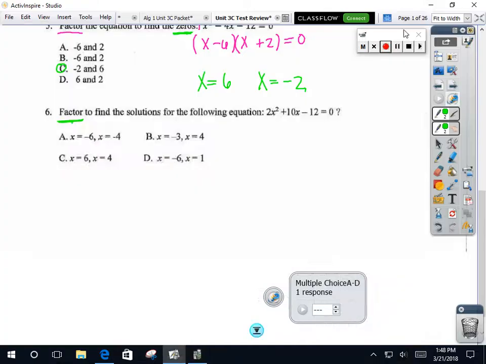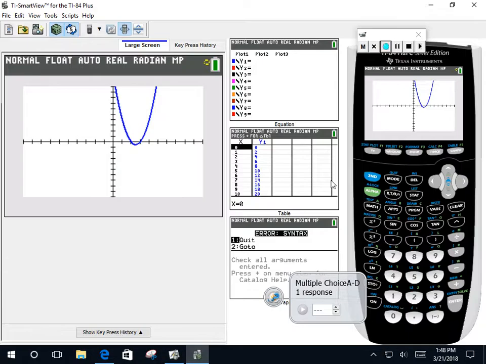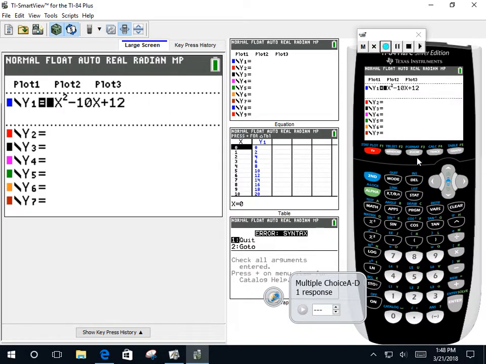I'm thinking I did whatever was on the paper. Plus 10x minus 12. I may have made a mistake. Yeah. So it's plus 10 then minus 12? Okay.